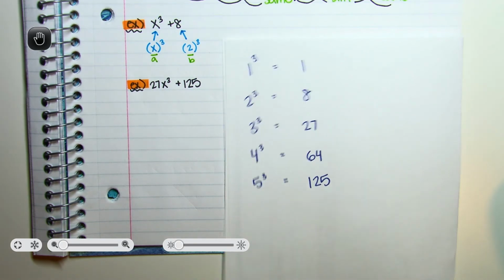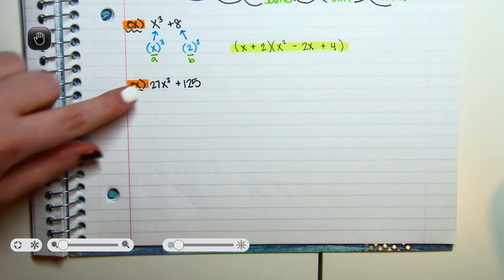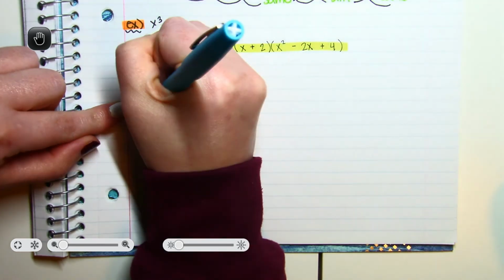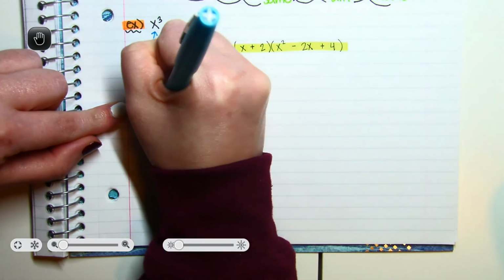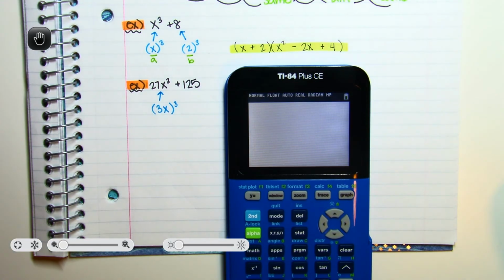So with that in mind, let's look at the second example. So first, is there a GCF? You should have said no. There is not. So when I look at this, 27x cubed, 27 will be 3 cubed, and then x cubed will just be x. Now, a way that you can figure this out on a calculator too, I'll show you just in case you're kind of stuck and need to figure out whether or not it is a perfect cube.